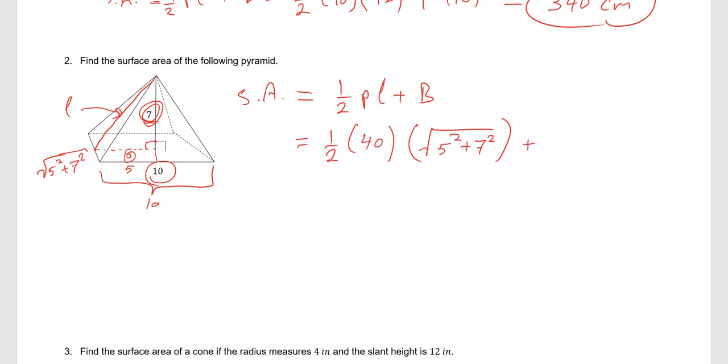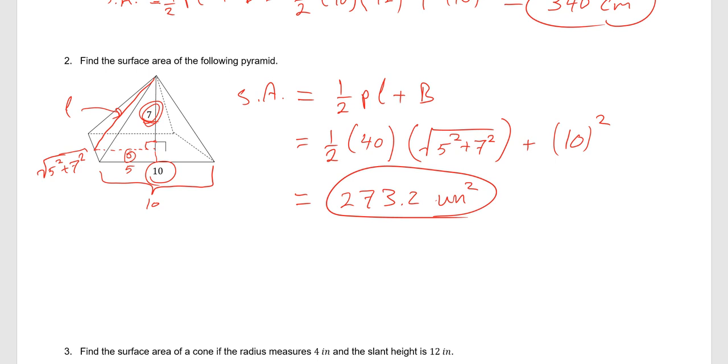And then plus the area of the base, so each edge of the base is 10, and then it's squared. Okay? And then after evaluating all this, we end up with 273.2 units squared.